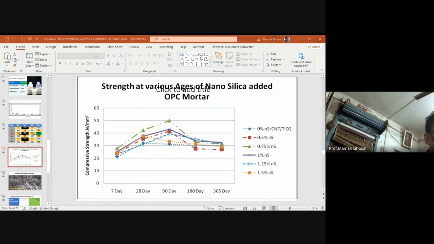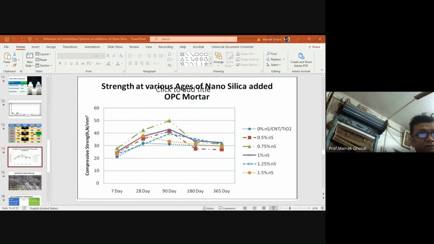Microstructure analysis coming. This is the cement without nanosilica. See, the cracks are there, and it is also uneven, some parts are white, some parts are without white. White means the crystalline formation. And the next is with nanosilica. See, some uniformity of white particles, that is CSH, calcium silicate hydrate, crystalline formation is there, with lesser amount of cracks.